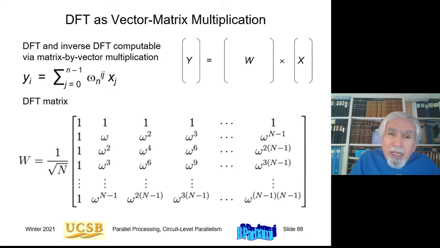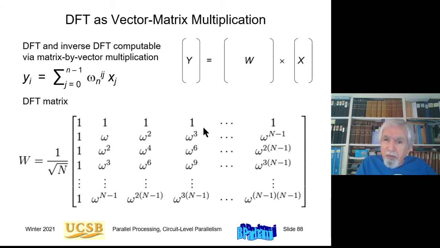So now I can reformulate the discrete Fourier transform operation as a matrix by vector multiplication. So the output vector y is the product of this matrix. So these coefficients here are put into a matrix form times x. And this matrix has a special structure.